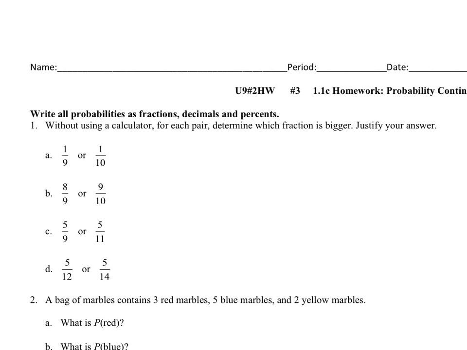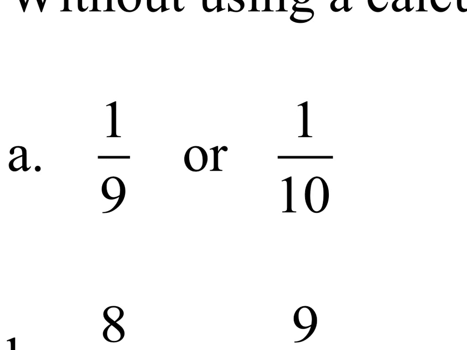So to start off, without using a calculator, for each pair we determine which fraction is bigger, and we'll justify the answer. If you have one of something, you want a smaller denominator, which will give you something bigger. So 1/9 is bigger than 1/10 in this case.